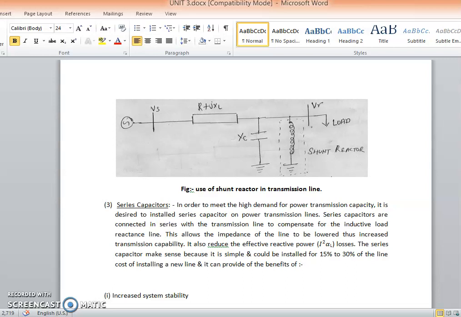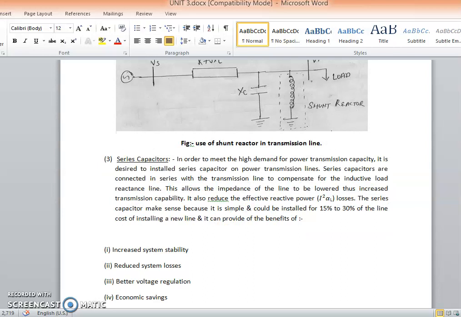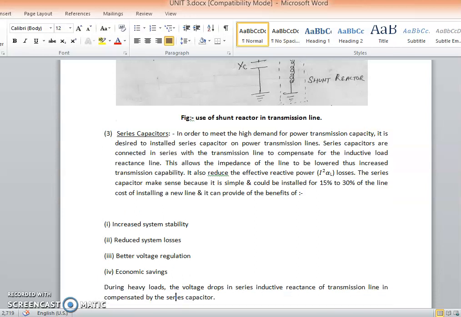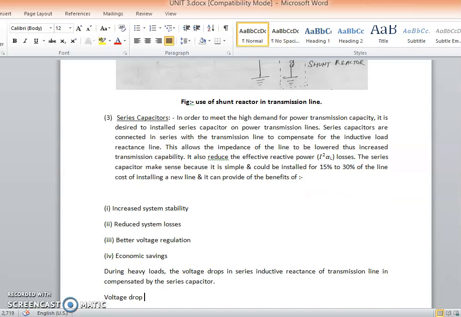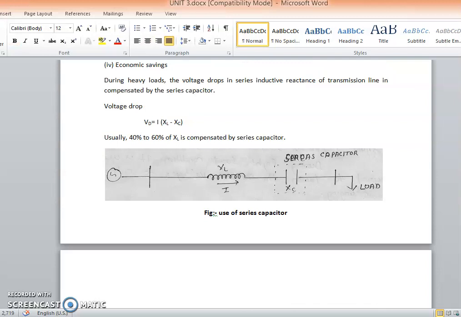The series capacitor makes sense because it is simple and could be installed for 15 to 30% of the cost of installing a new line, and it can provide benefits like increased system stability, reduced system loss, better voltage regulation, meaning maintaining a good voltage profile, and economic saving. During heavy load, the voltage drop in the series inductive reactance of the transmission line is compensated by the series capacitor. This is the diagram for use of a series capacitor.